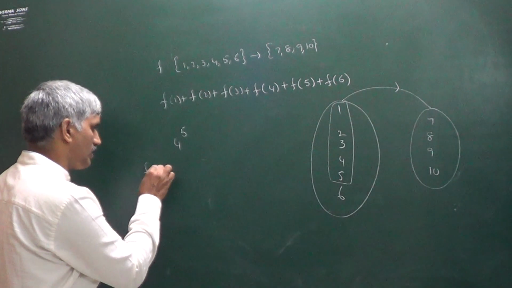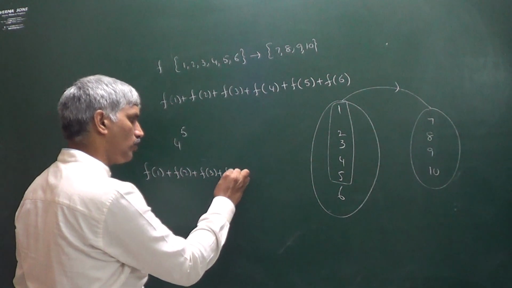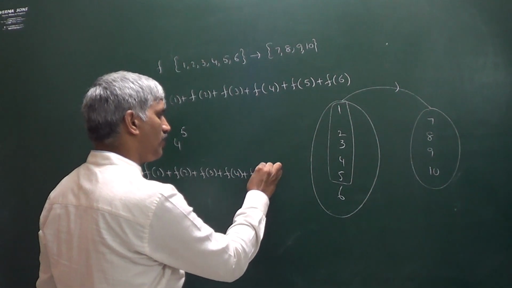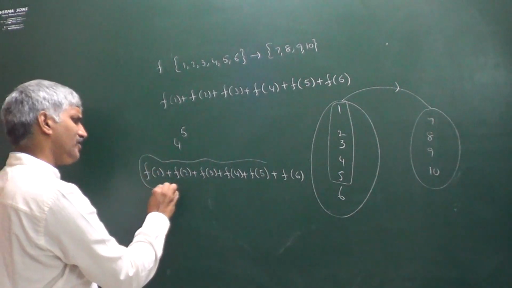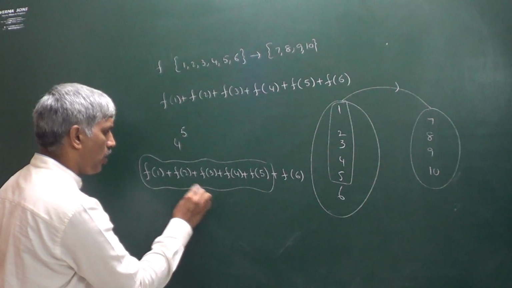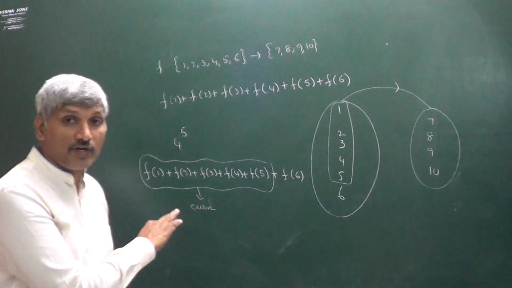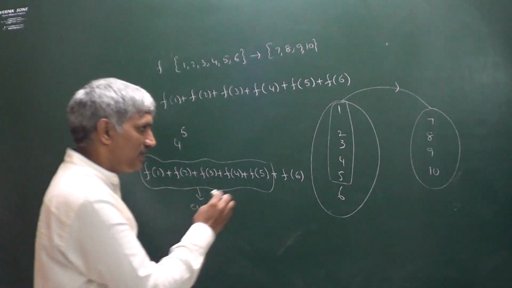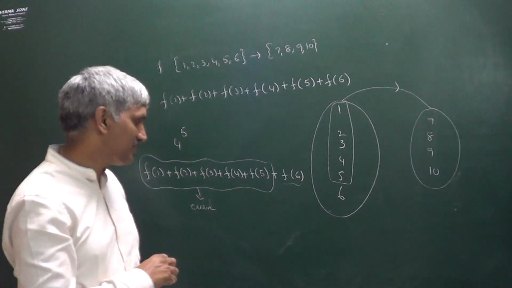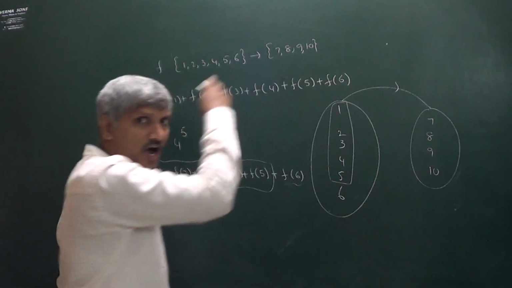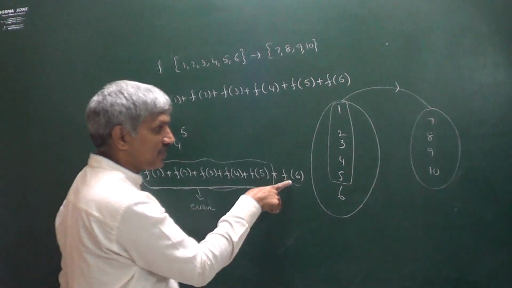That means we got the information about f of 1 plus f of 2 plus f of 3 plus f of 4 plus f of 5 plus f of 6. This must be odd. Whatever it may be, suppose the sum of f of 1 to f of 5 we got is even. Then this functional value f of 6 must be odd, and only then even plus odd you will get odd, because we have to get the total sum as odd. Suppose these functional values sum we got an even number. Then f of 6 must be odd.